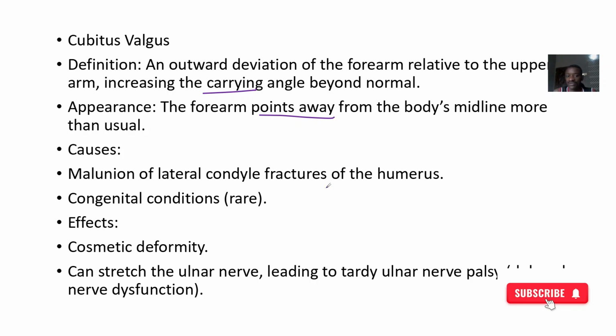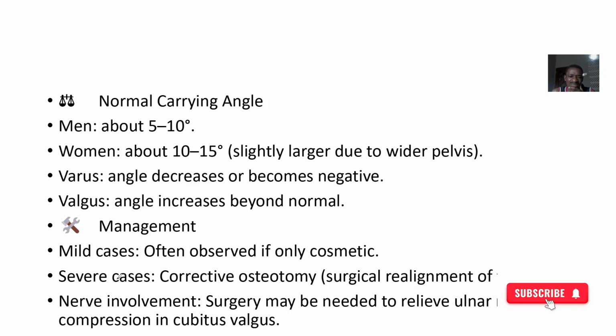Causes is malunion of the lateral condylar fractures of the humerus, and sometimes congenital, somebody is born with it. Effect is cosmetic deformity and can stretch the ulnar nerve, leading to what? Tardy ulnar nerve palsy. Okay, so the normal carrying angle in men is about 5 degrees to 10 degrees. Women is what? 10 degrees to 15 degrees. So varus simply what? Decreases the angle. Valgus increases the angle too much.